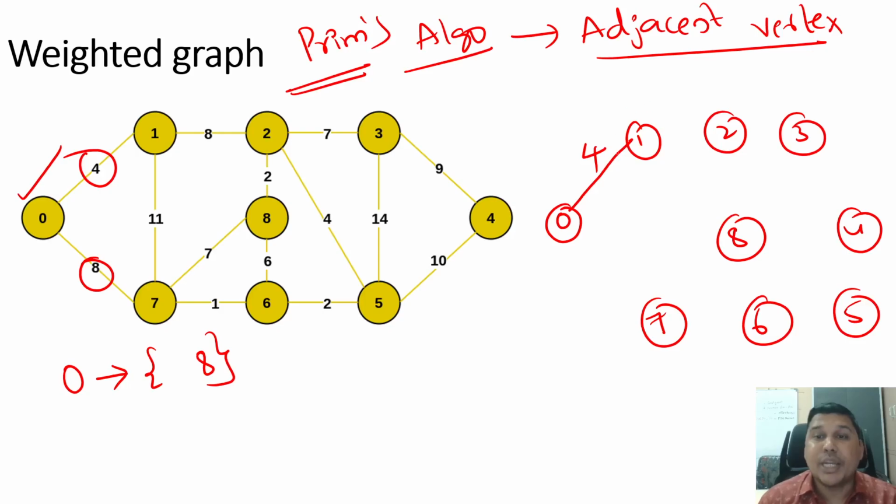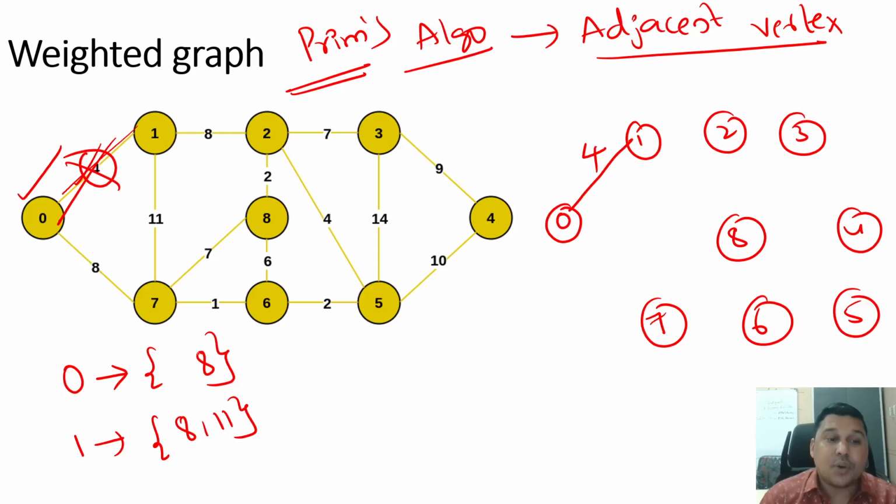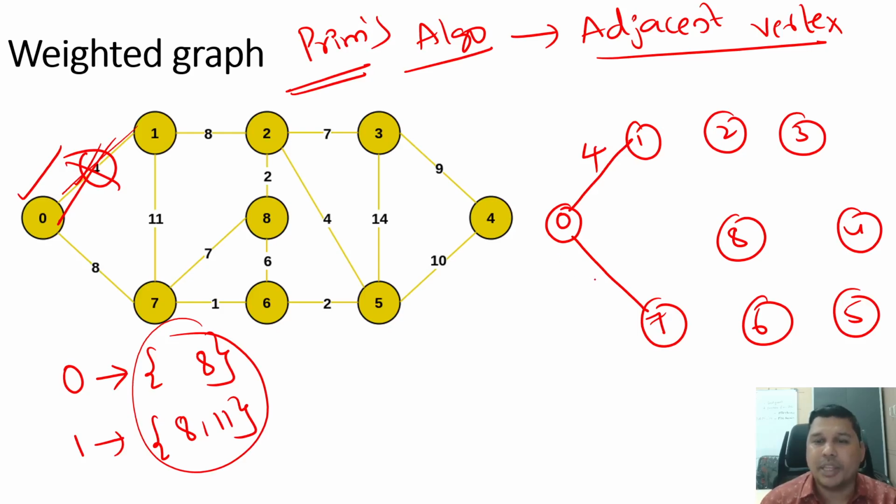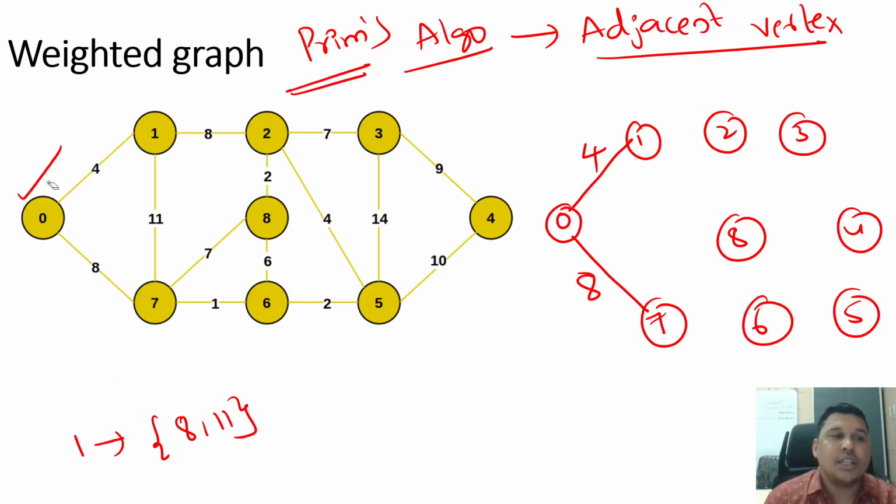Now, we got a new vertex 1. From 1, how many paths do we have? One path is 4, which is already covered. The other ones are 11 and 8. Among these 3 weights, which one is of less cost? There are 2 8s which are the same. You can choose any one of them, no problem. I will choose this. So this 8 also has gone. It means node 0 has gone. Now, there is nothing to do with node 0. So I am left with 1 and 8.